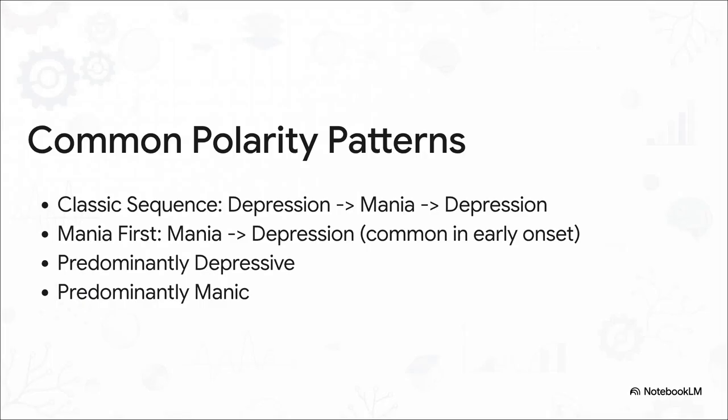So here are a few of the common patterns you'll see. The classic sequence is often depression, which then flips into mania, and then back to wellness or maybe another depression. Some folks, especially those with an earlier onset, might actually start with mania. And then, a lot of patients will have an illness that's heavily weighted toward one pole or the other. Recognizing this helps you anticipate and treat their most vulnerable state.